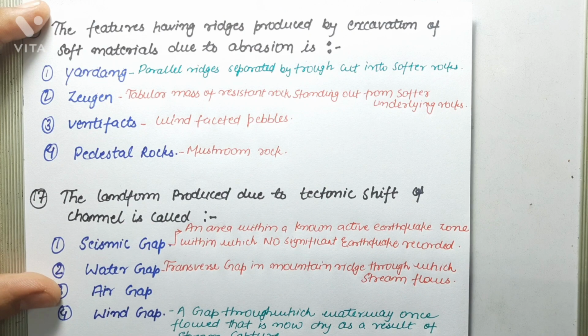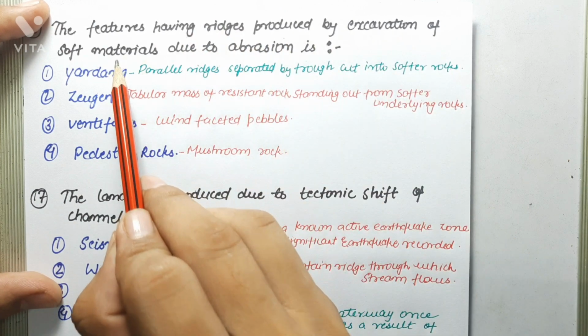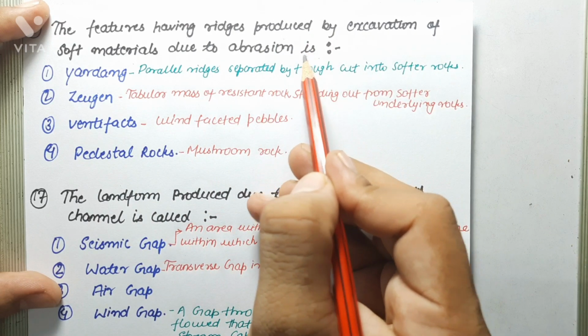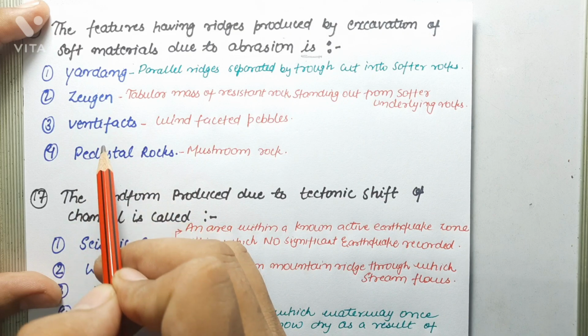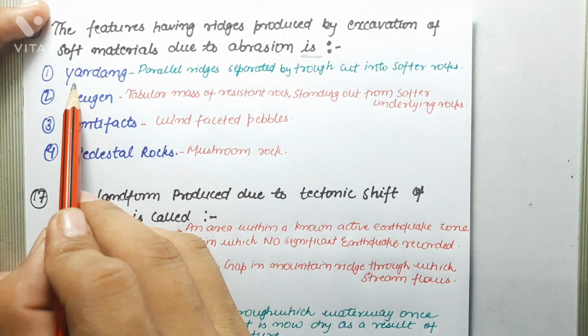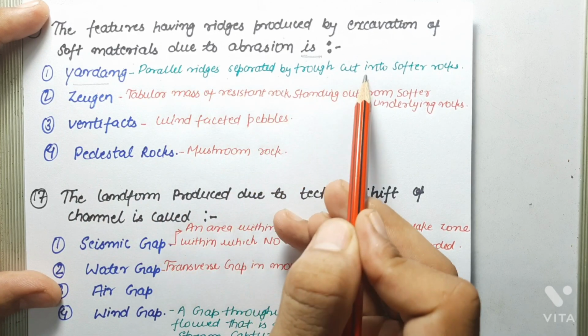Next question says, the feature having ridges produced by excavation of soft materials due to abrasion is. Again this is asking about a definition, and these are four terms among which we have to tell the correct answer. First one is yardang. Yardangs are parallel ridges separated by troughs cut into softer rocks.